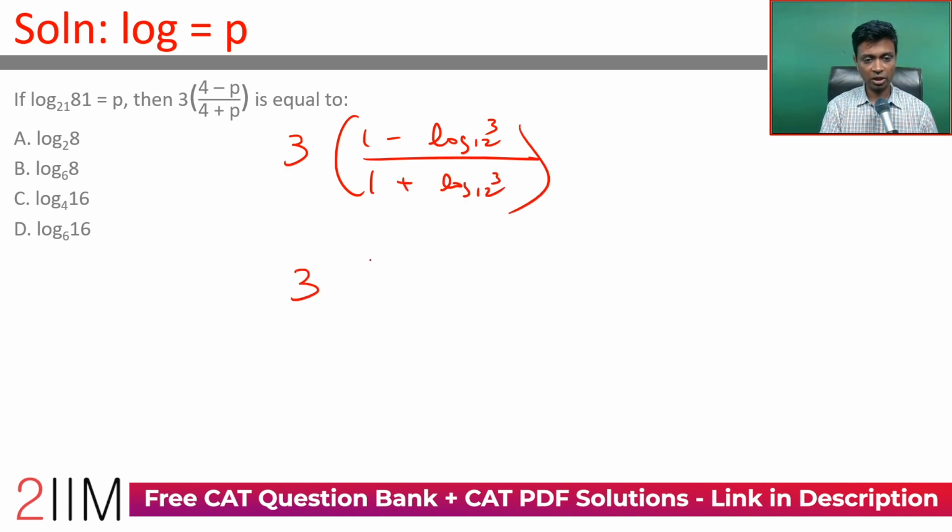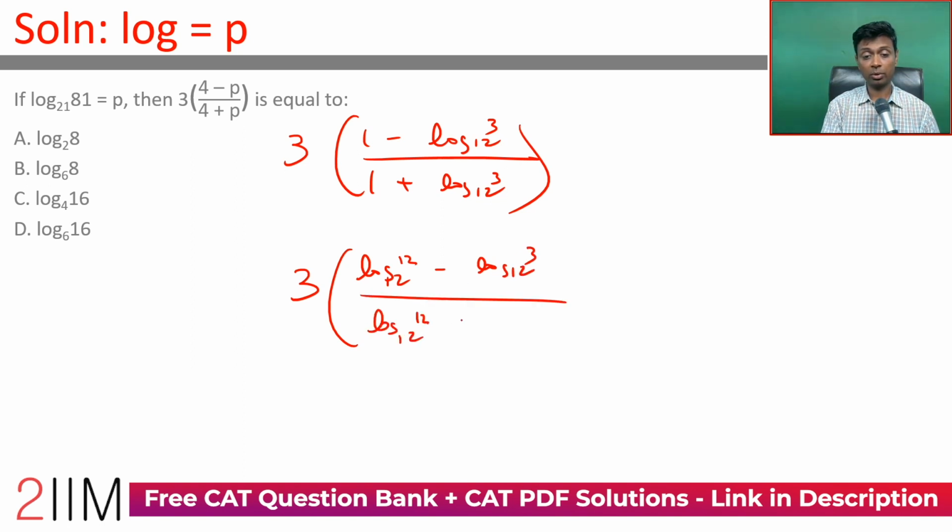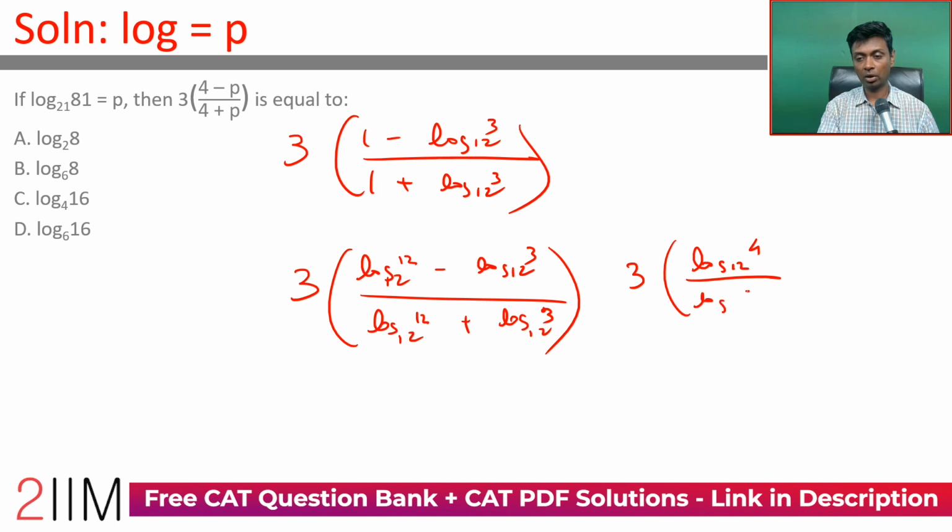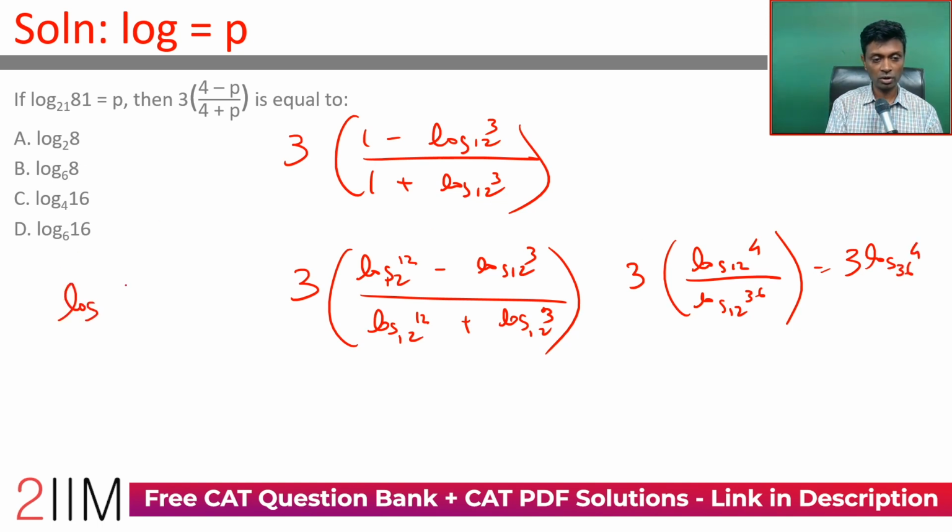So it's 3 times (1 − log 3 to the base 12), which is log 12 to the base 12 minus log 3 to the base 12, divided by log 12 to the base 12 plus log 3 to the base 12. This is 3 times log 4 to the base 12 by log 36 to the base 12, which is 3 times log 4 to the base 36, or it is log of 64 to the base 36. So it is not this, this is not this, it is one of these two.